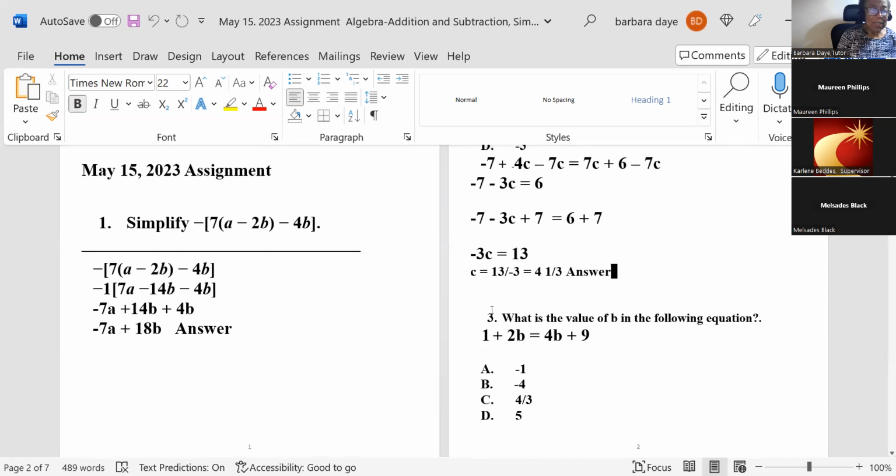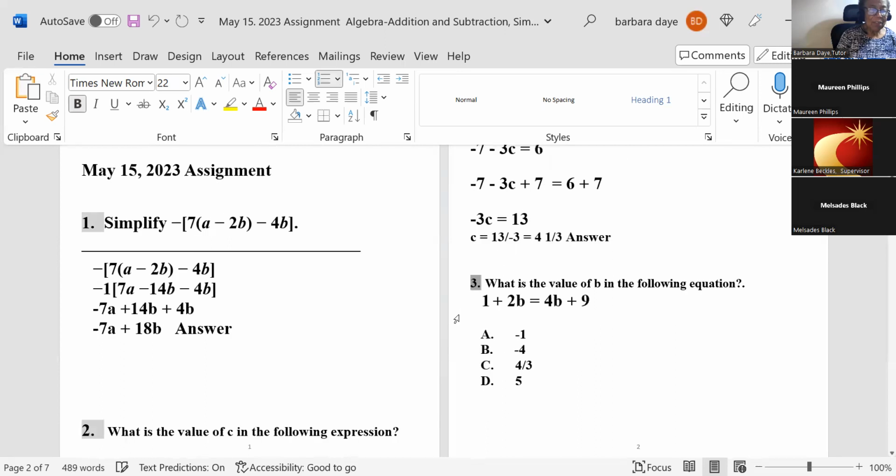You've got one following it. Maureen, number 3. What's the value of b in the following equation? 1 plus 2B equals 4B plus 9, right? Yes. I couldn't get this figured out. Okay, well, what are your like terms? 4B and 2B. That's right. And what other like terms? 1 and 9. That's it.